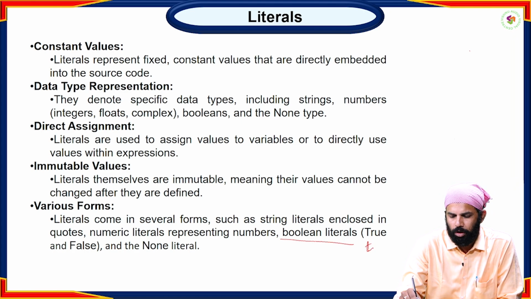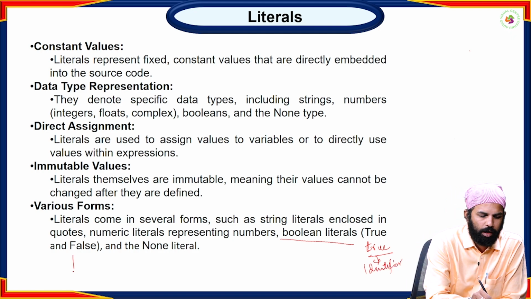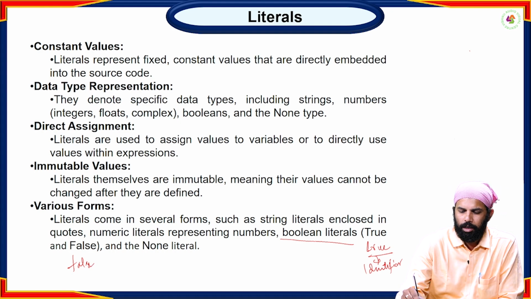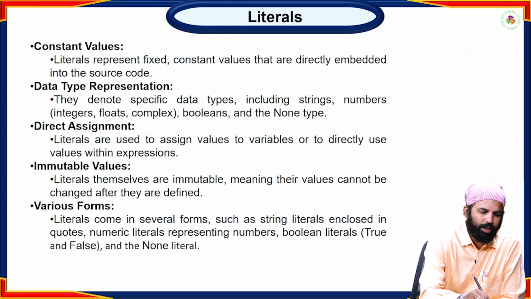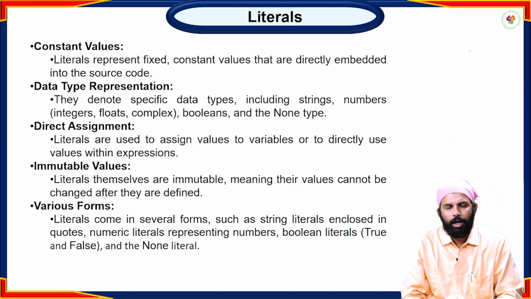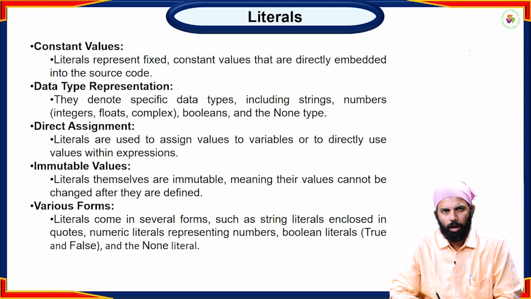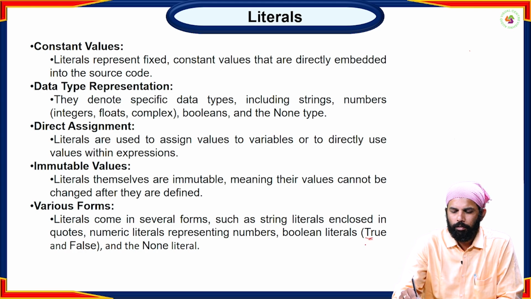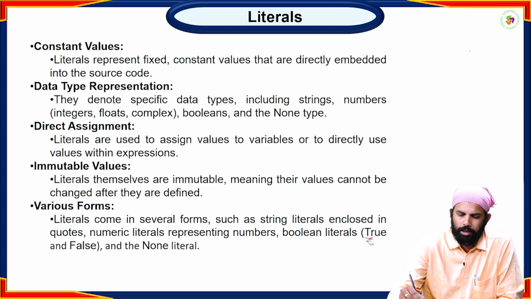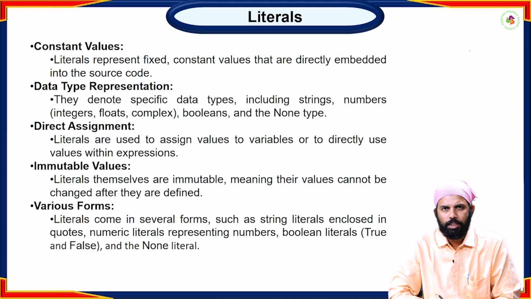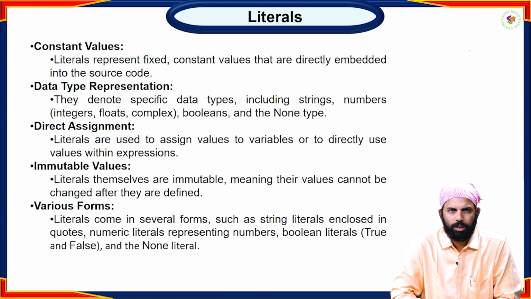If I am writing a small t r u e, this is an identifier name. If I am writing a lowercase f with alse, then it is also going to be considered an identifier name. So what differs between an identifier and the Boolean type of value is the first character. If the first character is uppercase T or uppercase F, the values are Boolean literals.